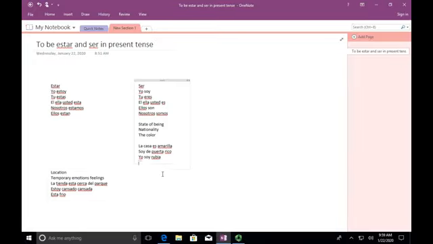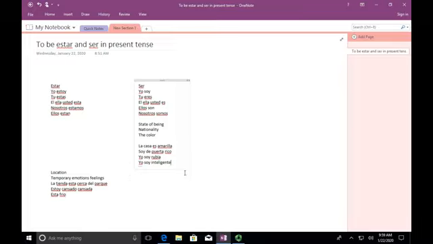Another example is if you want to talk about your personality traits, like if you're intelligent or hardworking. Let's give an example of I'm intelligent. So you would say yo soy inteligente. Alright, so this is your characteristics. You're saying that you're an intelligent person.